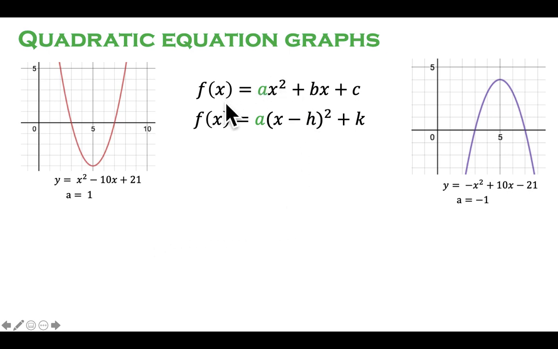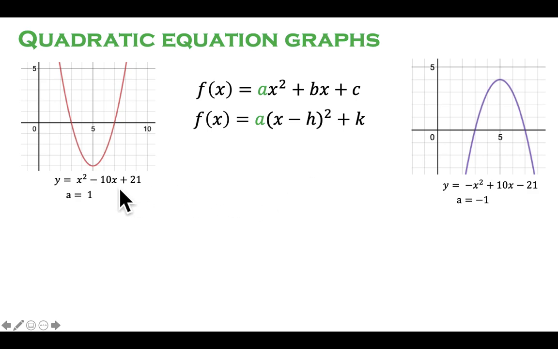All right, the top line right here is the form of a quadratic equation in standard form: ax squared plus bx plus c. The form that we're going to be talking about today, the vertex form, is f of x equals a times the quantity x minus h squared plus k. This is the new form that we're going to be looking at.